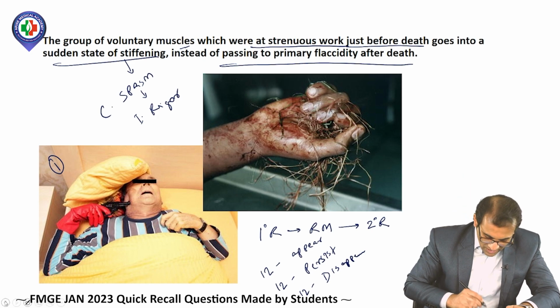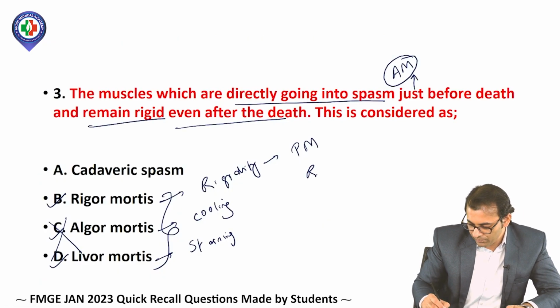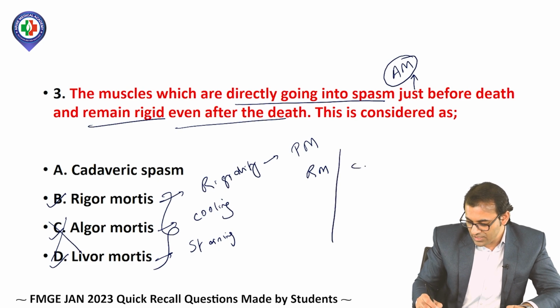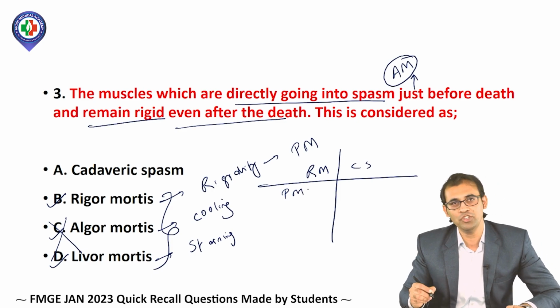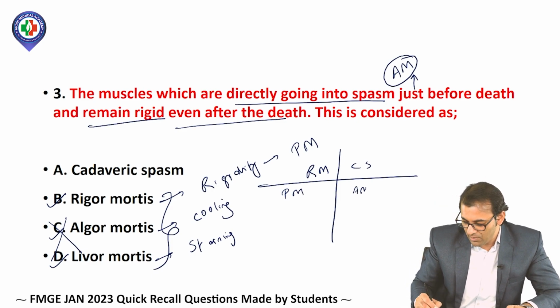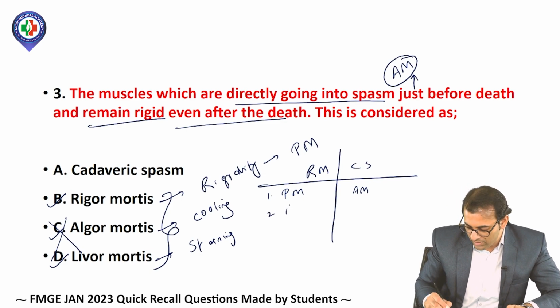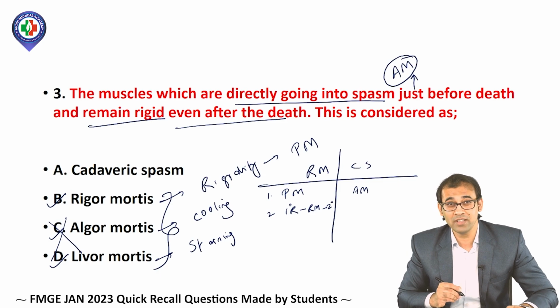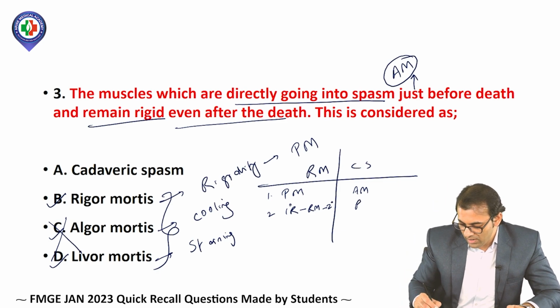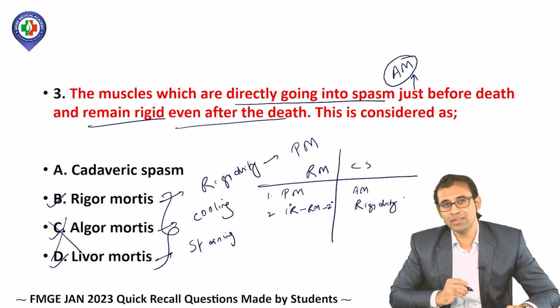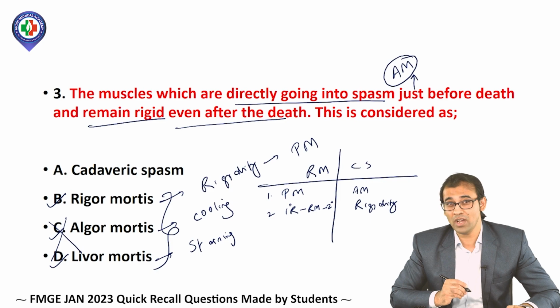So how do we differentiate rigor mortis and cadaveric spasm? First of all, rigor mortis is completely post-mortem in nature. Cadaveric spasm is antemortem in nature. Second difference: in rigor mortis, first there will be primary relaxation, after that rigor mortis, and then secondary relaxation. But in cadaveric spasm, directly there will be rigidity. Always remember that cadaveric spasm cannot be produced artificially.